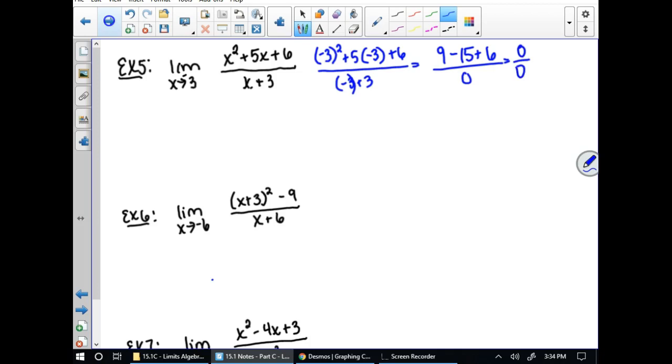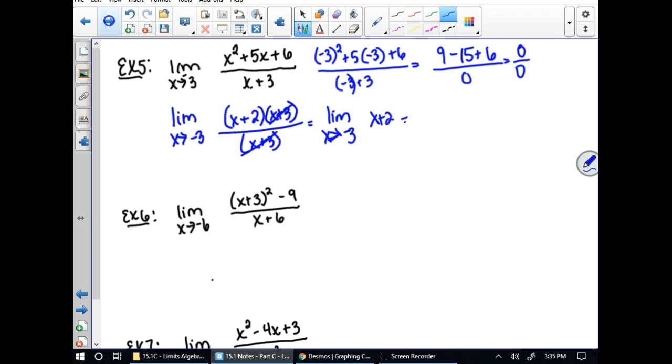You don't necessarily have to write this down, but you do need to check for it every time, because if you don't get indeterminate form, you're not going to be able to factor and simplify. So here, what I need to do now is factor. So I've got the limit as x approaches negative 3 of x plus 2, x plus 3 over x plus 3. So those x plus 3's can cancel. So that's the limit as x approaches negative 3 of x plus 2. And if we just plug in our negative 3, we're going to get a limit of negative 1. For example 5.